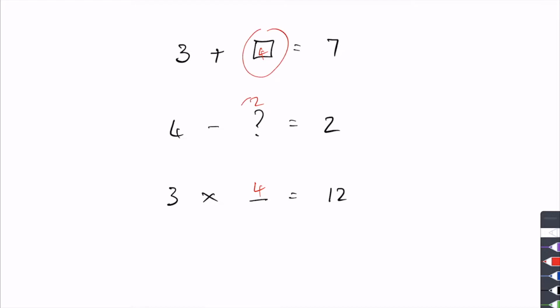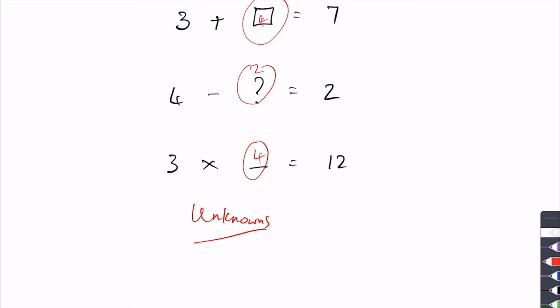So each of these boxes, question marks, or underlines are what we call unknowns. Now in algebra, we represent unknowns by using letters, and we can use any letter in the alphabet. We tend not to use O and L because O can be confused with a 0 and L can be confused with a 1. Now depending on the font that's used, sometimes the L can be distinguished.